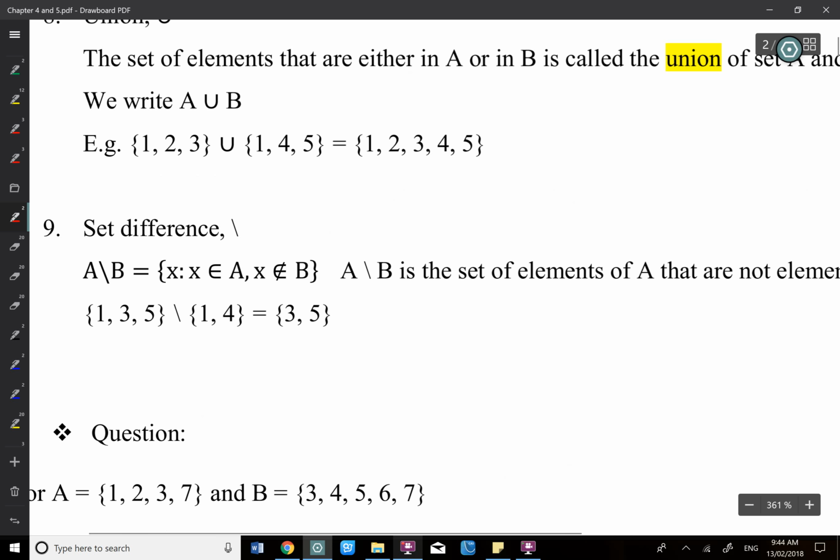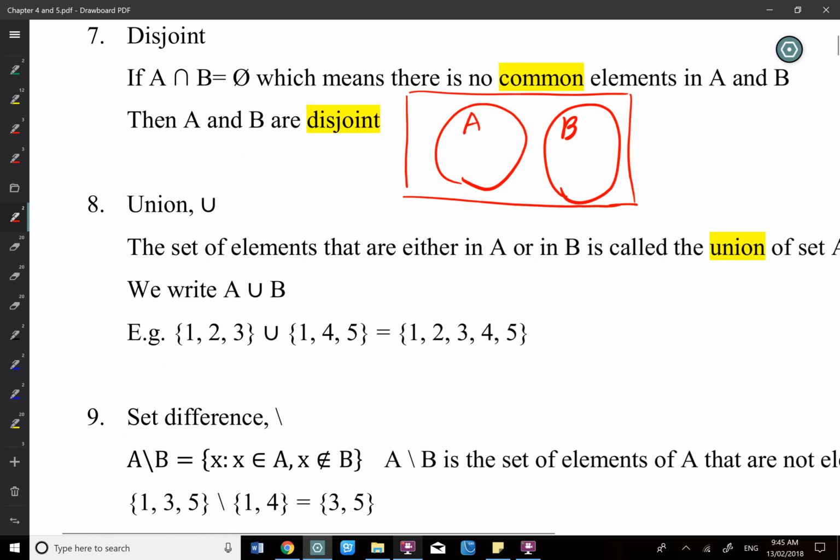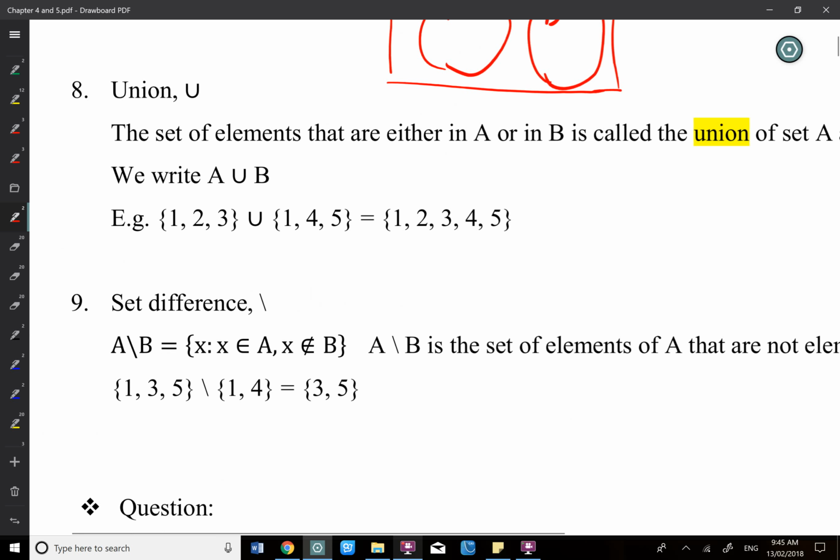Yes. Union. Okay, union. Union is, well, like you know what union is in probability. A union B is everything in A and B, like anything in A and B. So anything in those two circles will be the union.